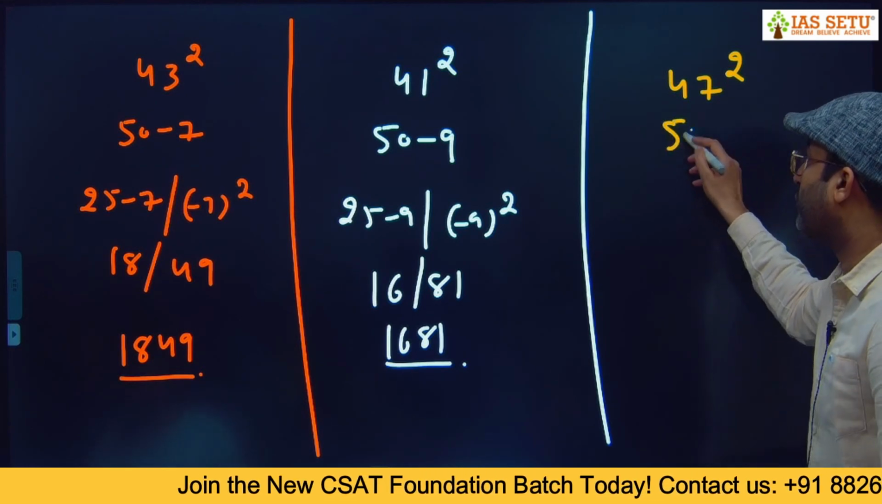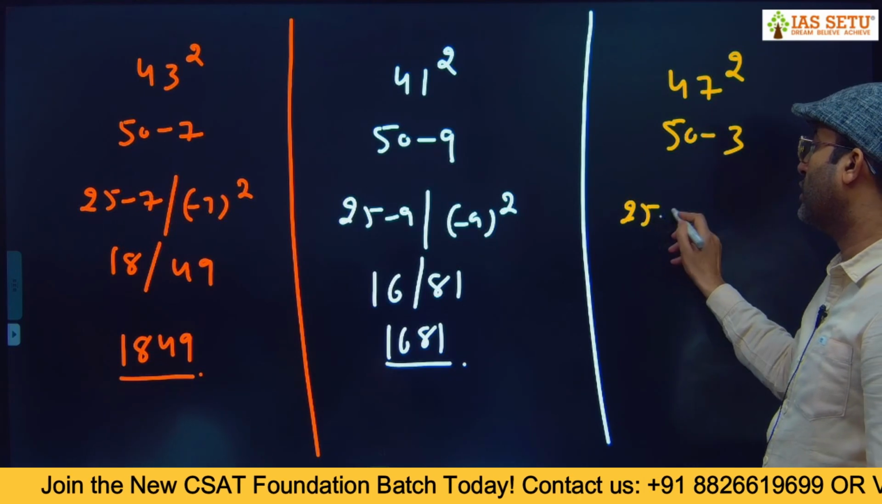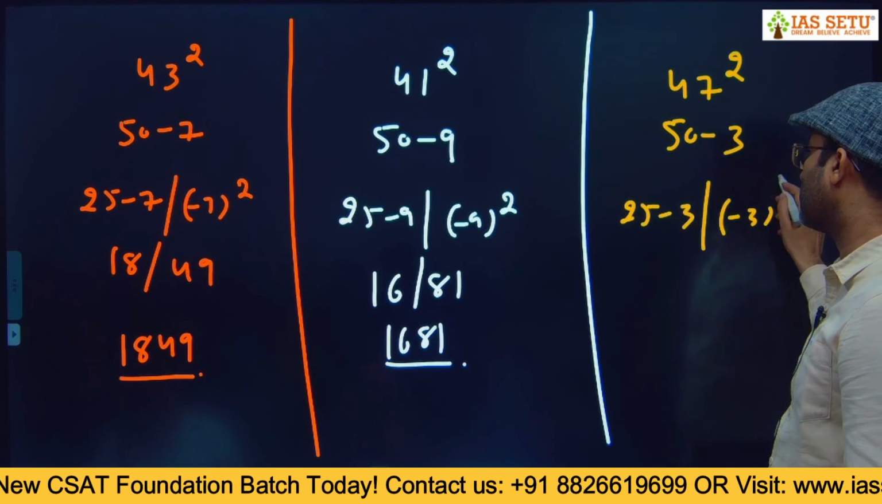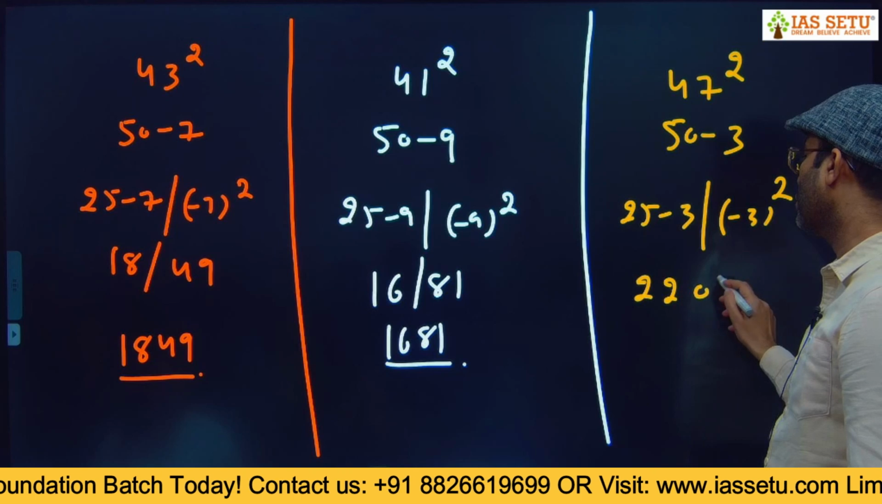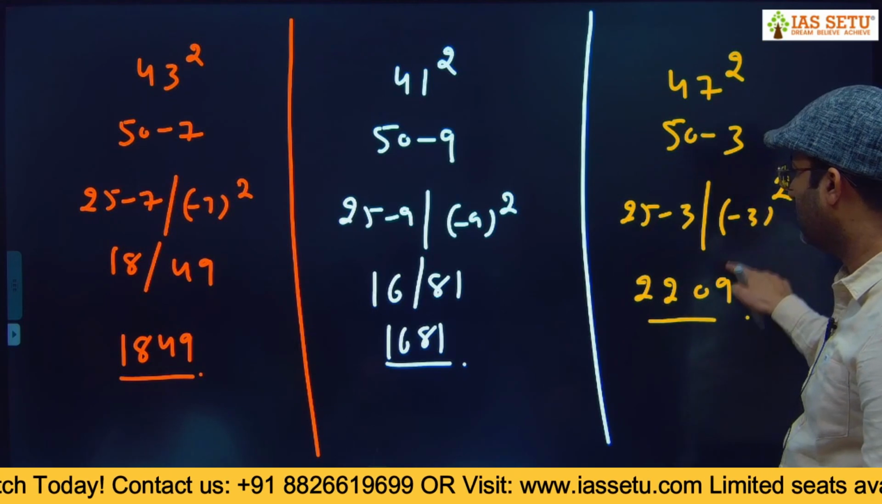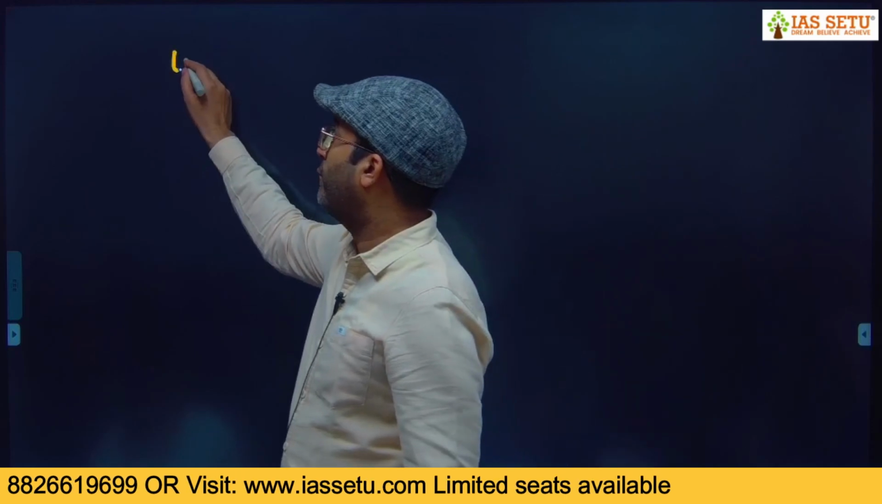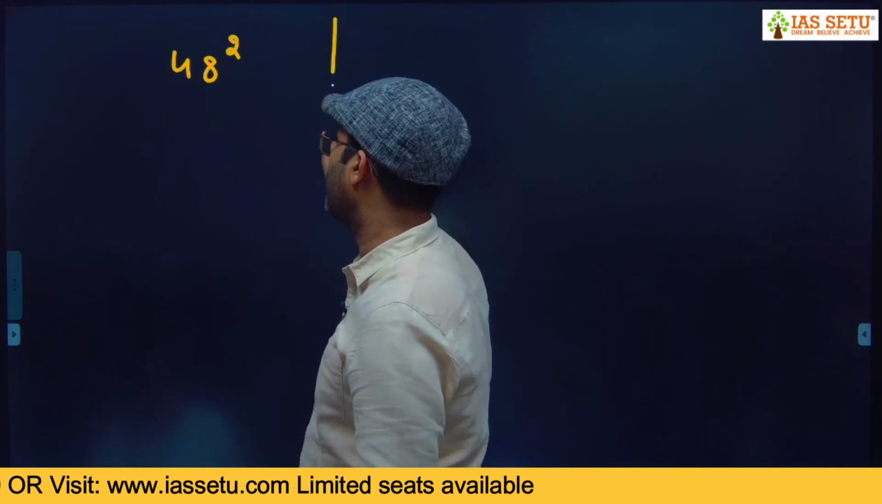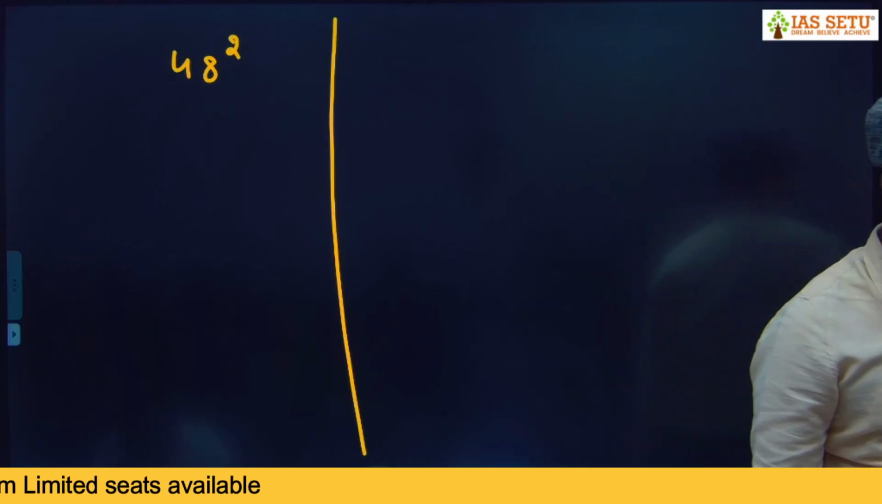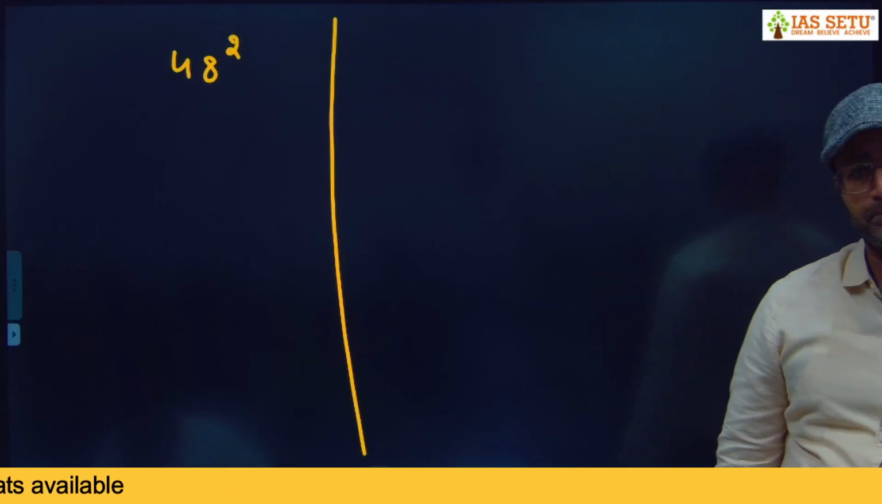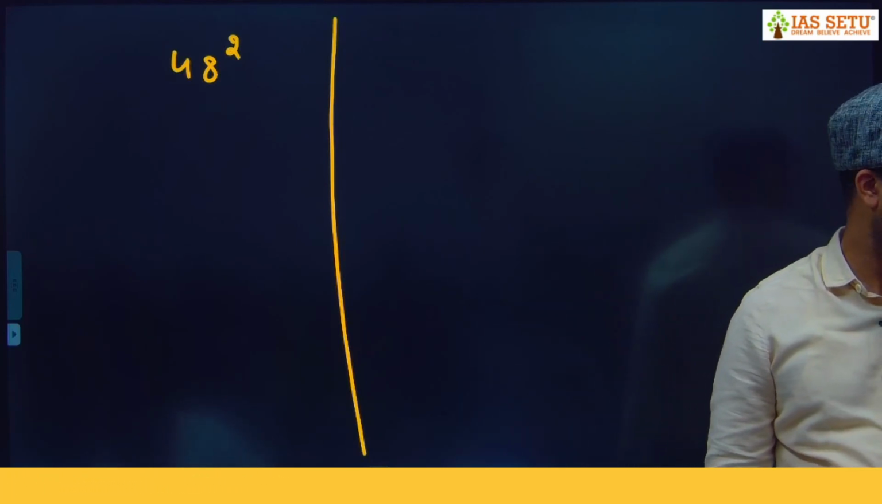So here it is 50 minus 3, 25 minus 3, minus 3 square, so it is 2209. Don't write 2009. Try 48 square. Done.